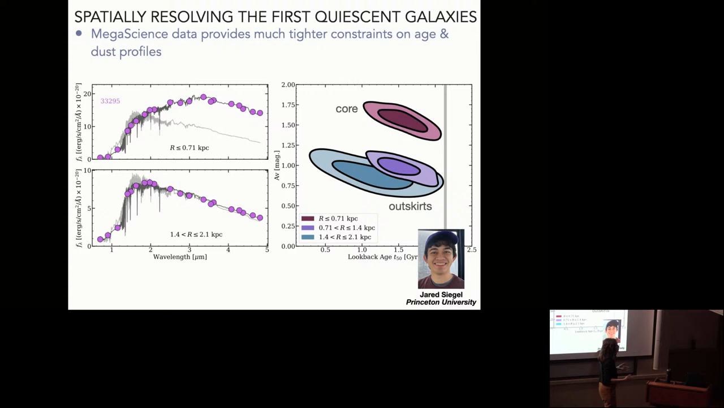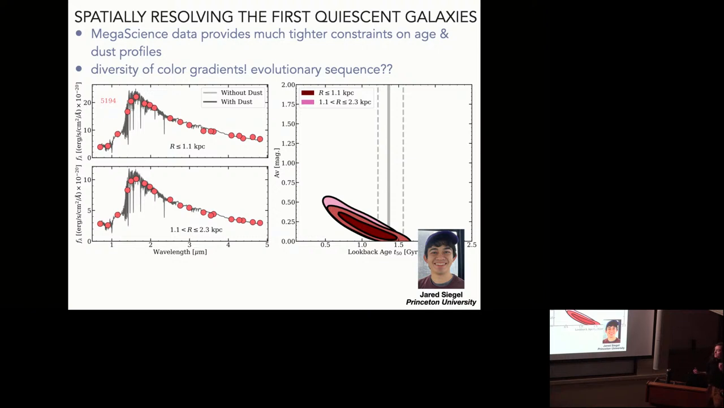And here he's really showing that you can break this age-dust degeneracy in this quiescent galaxy and understand why these things seem to be forming in this sort of inside-out way. There are a lot of examples of quiescent galaxies in our survey, and he's finding a big diversity of these color gradients. So they're not all dusty on the inside and not dusty on the outside. Some of them are not dusty throughout.